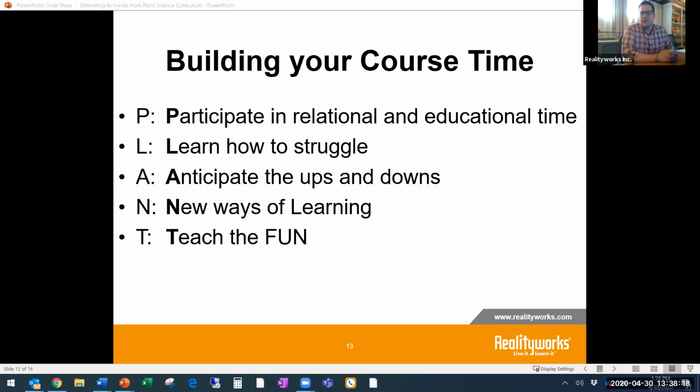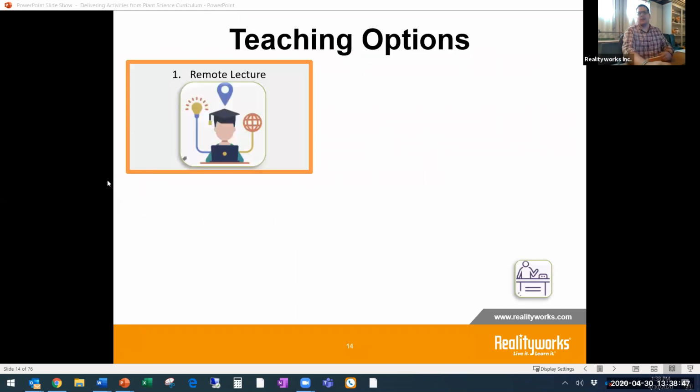And then the last one, the T, teach the fun. There are a lot of tough things, but one of the big things that we can remind ourselves and our students is that when you're having fun, learning is much easier. When you're having fun and making it fun, teaching can grab on, and the learning opportunities can be remembered so much more if we can teach the fun for our students. So here are some thoughts that we have for you that I want to just walk through, some teaching opportunities.